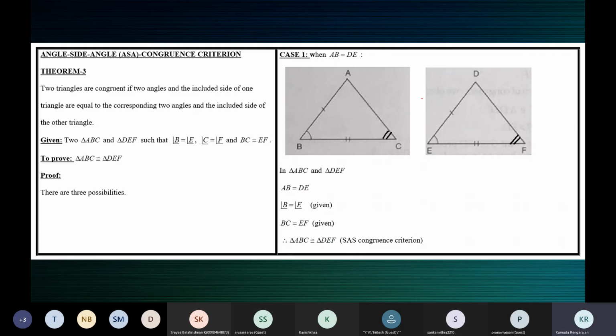Do you understand the included side? Yes, ma'am. Which is the included side for angle A and angle B? AB, ma'am. For angle F and angle D? DF, or FD, is the included side.